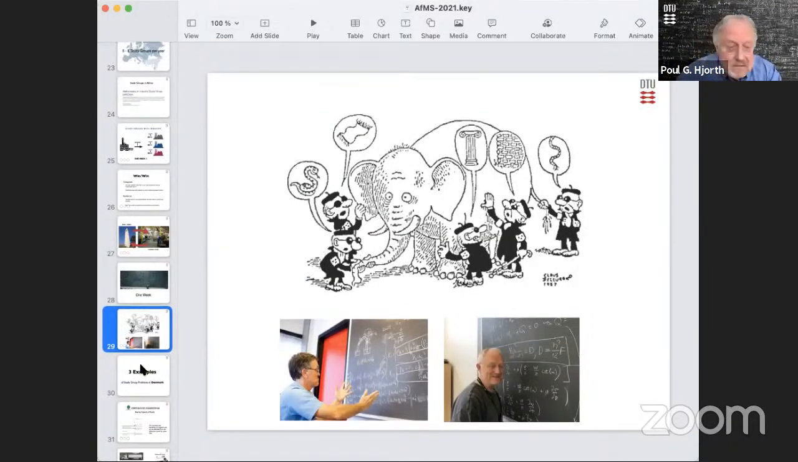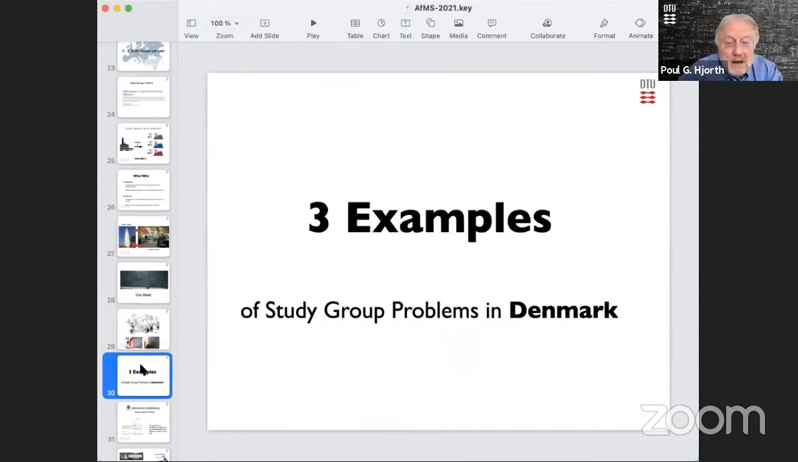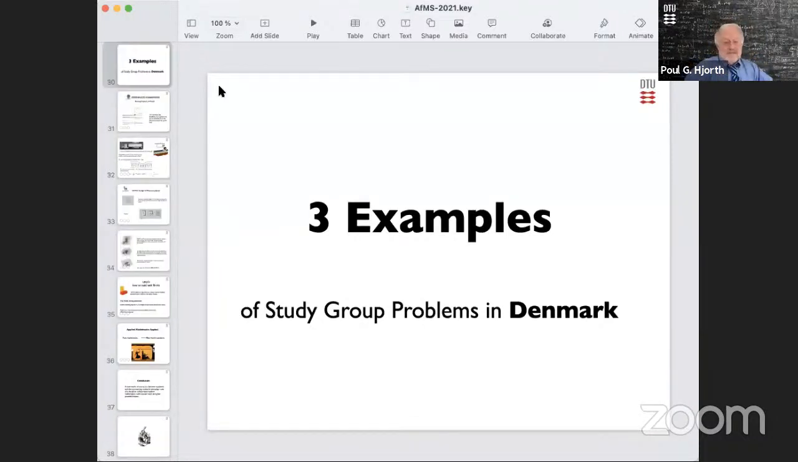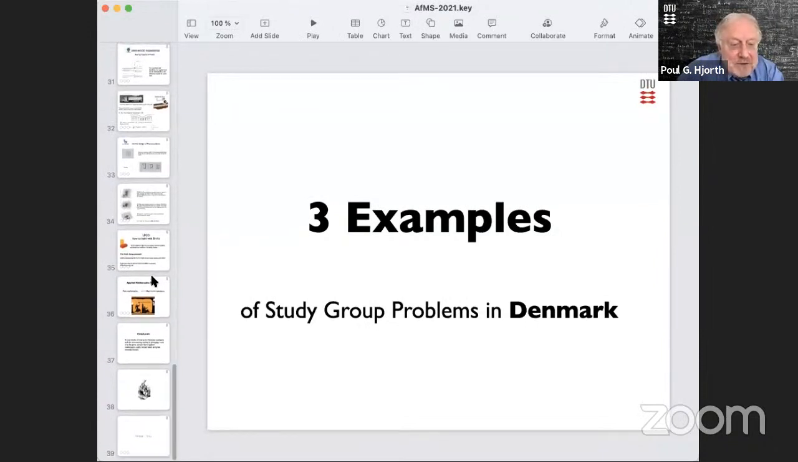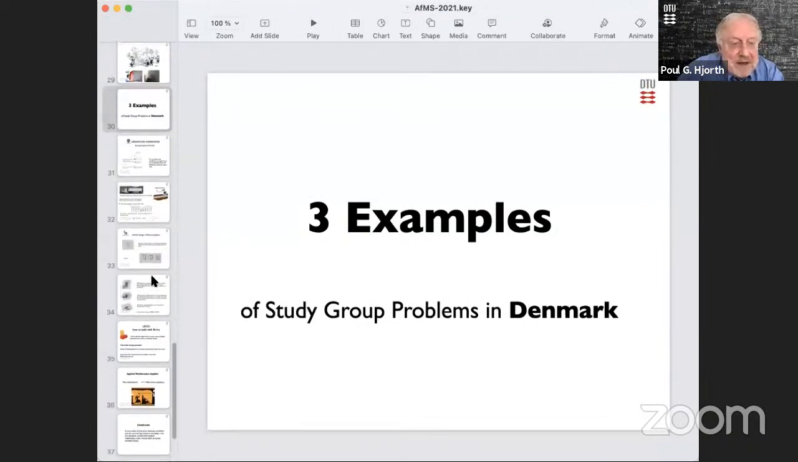So in the remaining minutes here, I will try and give you 3 examples of study group problems that we have done here in Denmark. So I've personally participated in study groups in many countries, India. So I'm picking 3 examples of study group problems in Denmark.